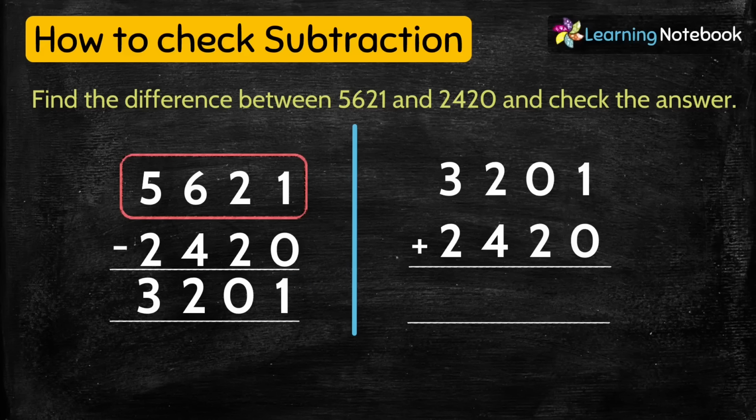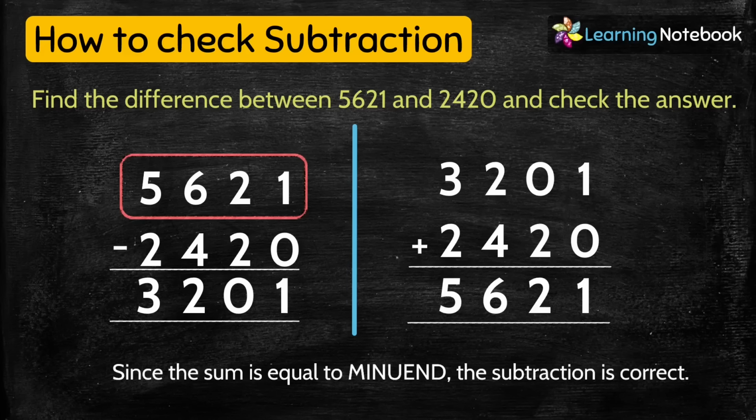So let's add them. 1 plus 0 equals 1. 0 plus 2 equals 2. 2 plus 4 equals 6. And 3 plus 2 equals 5. Now, since the sum is equal to the minuend, it means our subtraction is correct. So students, this is how we check subtraction with the help of addition.